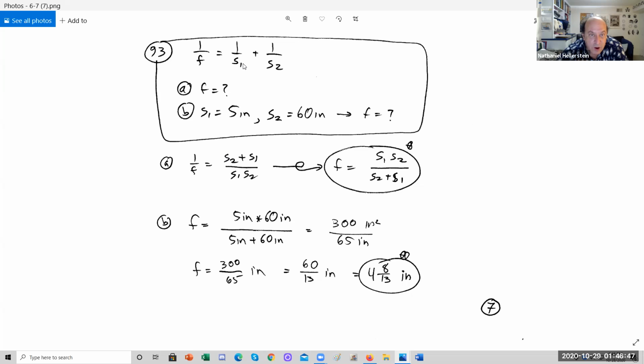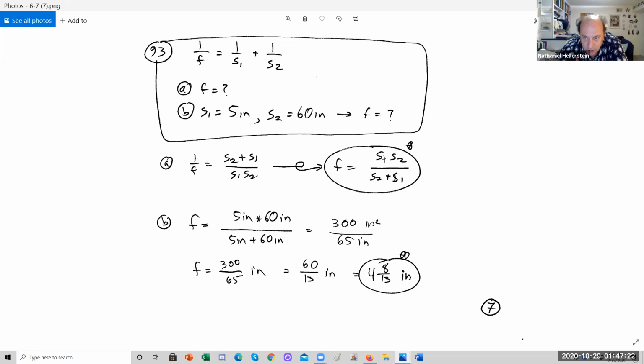All right, here, 1 over f equals 1 over s1 plus 1 over s2. We use what I call the rabbit rule for adding this. 1 times s2 is s2, plus s1 times 1 is s1, over the product s1 s2. That's 1 over f. 1 over f equals a sum over the product. Then we flip both fractions upside down. And f on the left equals the product over the sum. f equals s1 s2 over s2 plus s1.